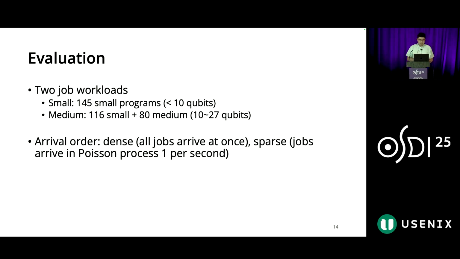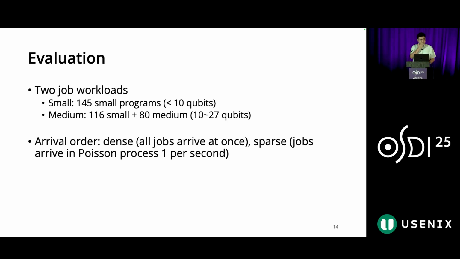Now we talk about the evaluation of our performance. We evaluate our framework using two different types of job workloads. One is a job queue of all small programs. Every one of them is less than 10 qubits and usually fits into one or two basic QVM cells. The other is a medium benchmark, where part of the programs are small and part of them are larger, what we call medium-sized programs that take up to 27 qubits.